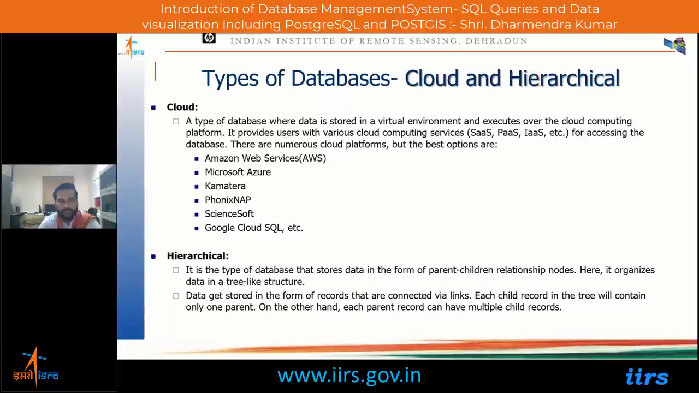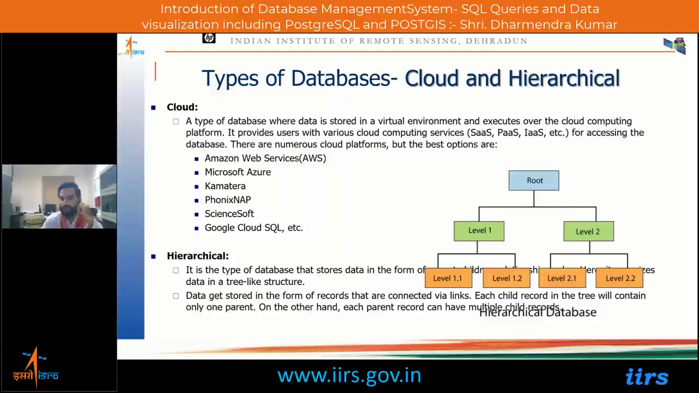Data gets stored in the form of records and connected via links. Each child record in the tree will contain only one parent. And on the other hand, each parent record can have multiple children. This is called a hierarchical database.